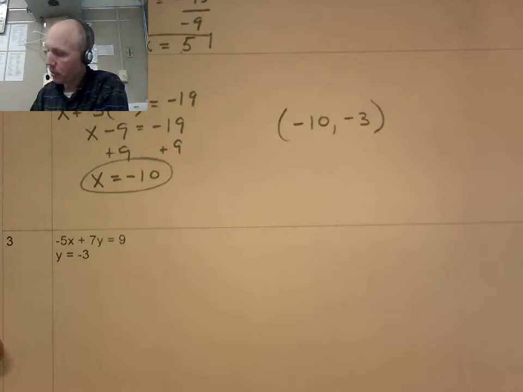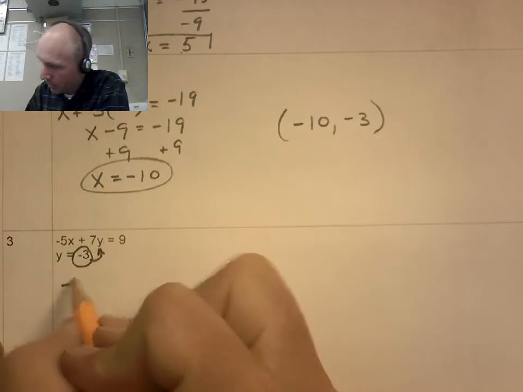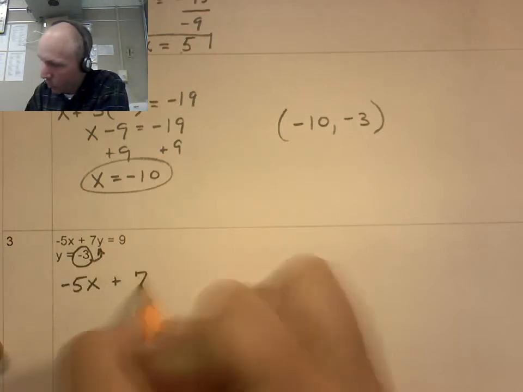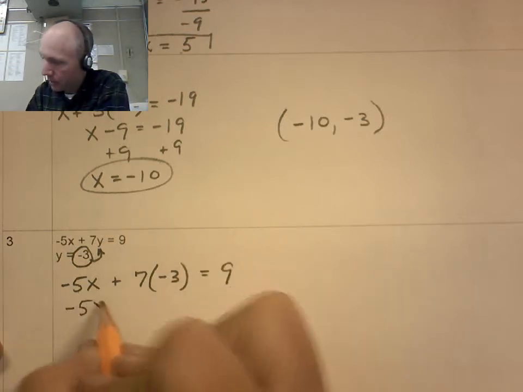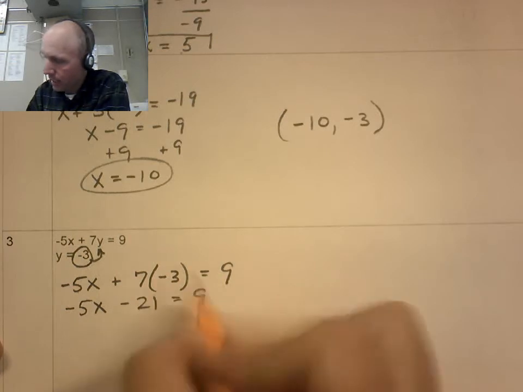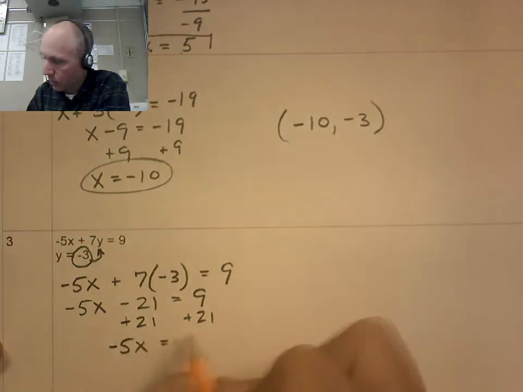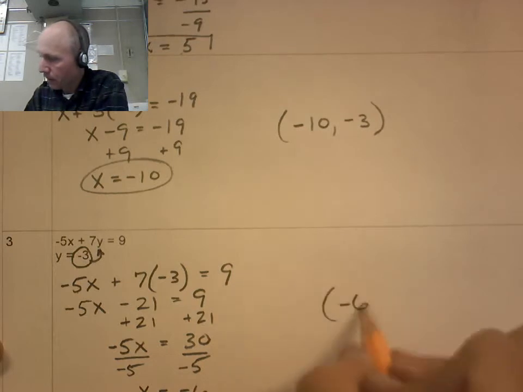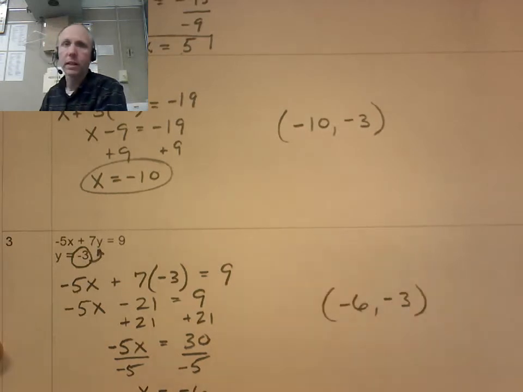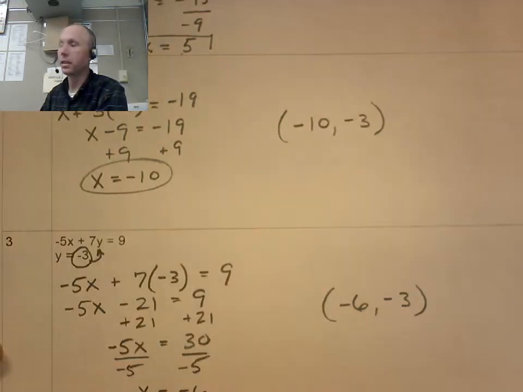All right, so we have another substitution. There's the y, and I'm going to plug that in right there for y. So -5x plus 7y, there's the y, equals 9. -5x minus 21 equals 9. Adding 21 to both sides, -5x equals 30. Dividing by -5, x equals -6. So this is where those two lines, if you were to graph them, this is where they'd come together.